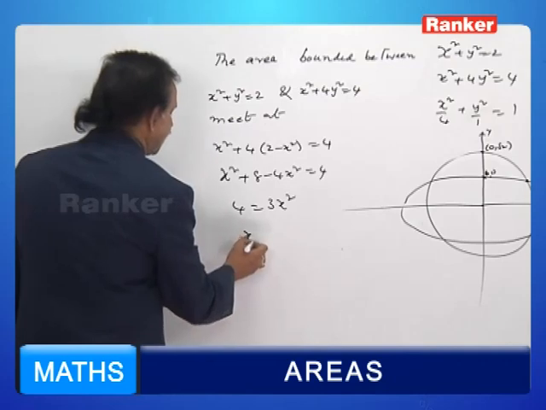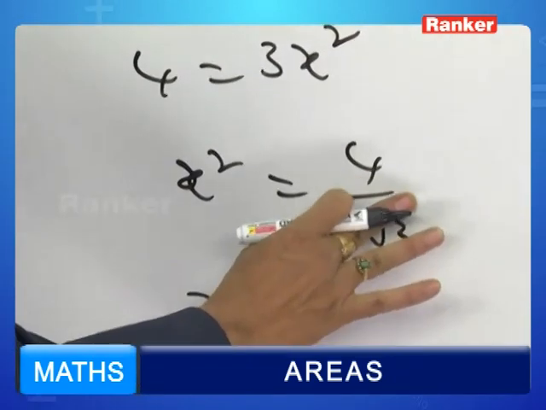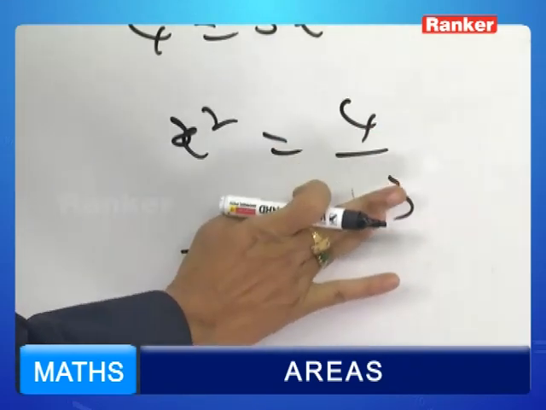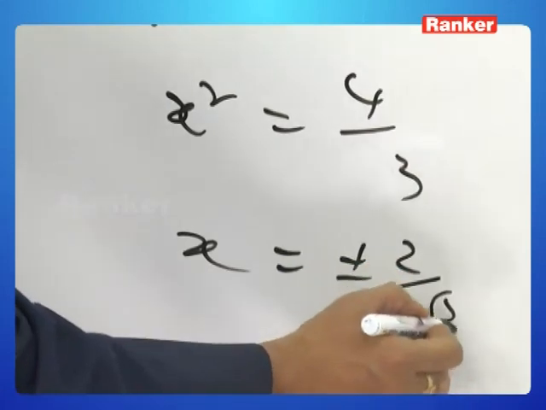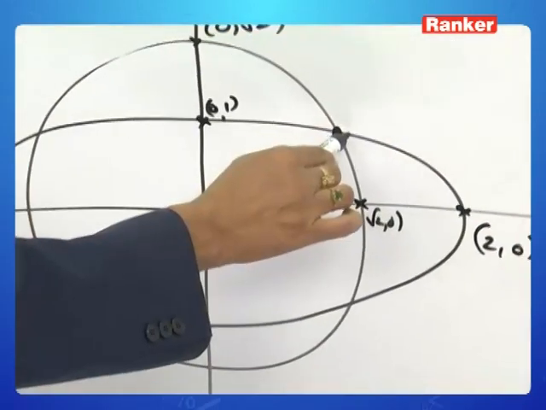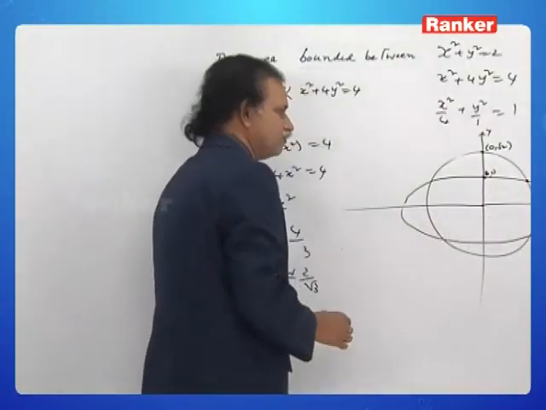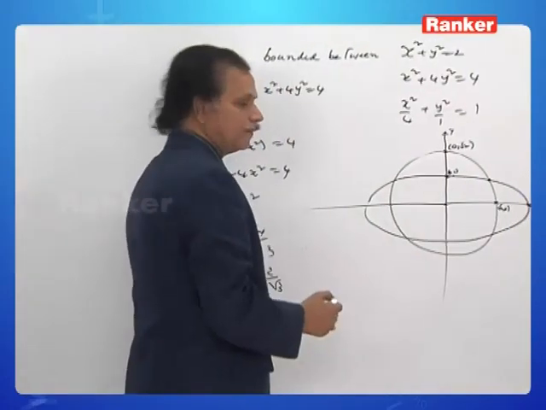So x square is equal to 4 by 3, and x is equal to plus or minus 2 by root 3. This point here, x coordinate is 2 by root 3, and here it is minus 2 by root 3. Here it is 2 by root 3 and it is minus 2 by root 3.